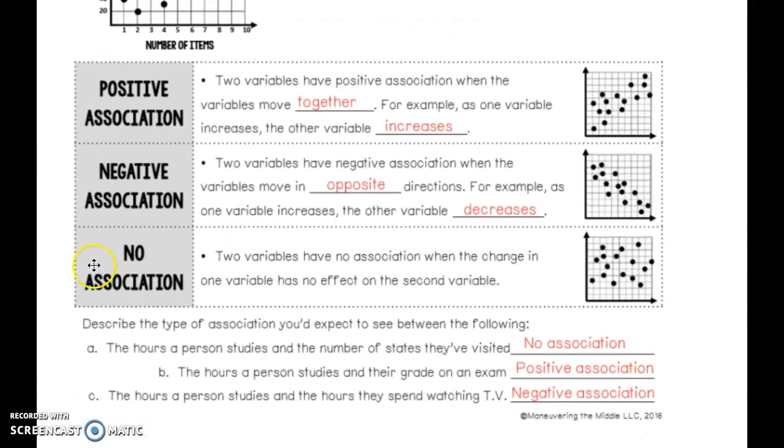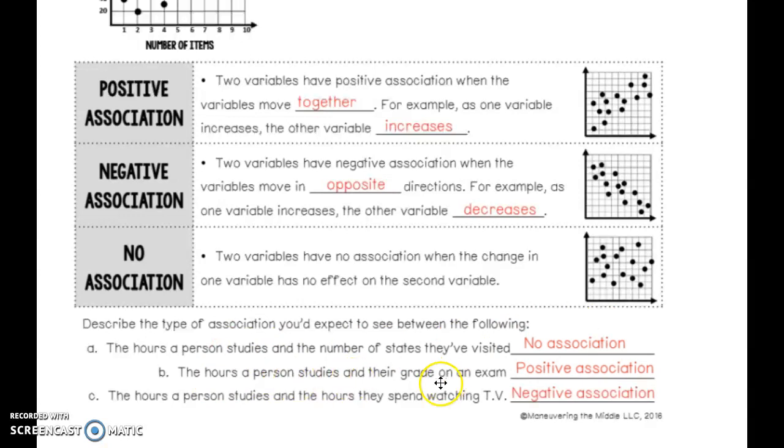And then the other idea is that there is no association when the points do not line up in any way, shape, or form. If they're just scattered all over the page and there doesn't seem to be any pattern, we say there is no association. A couple examples to look at. The hours a person studies and the number of states they visited will have no association.